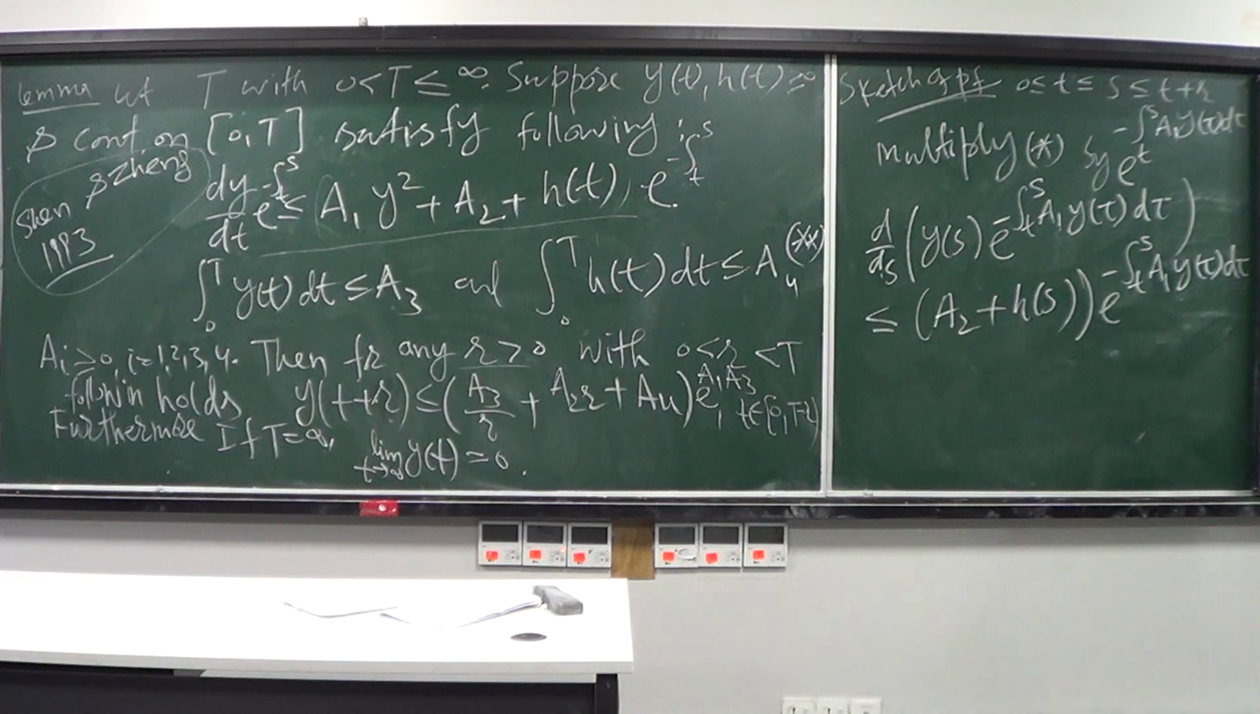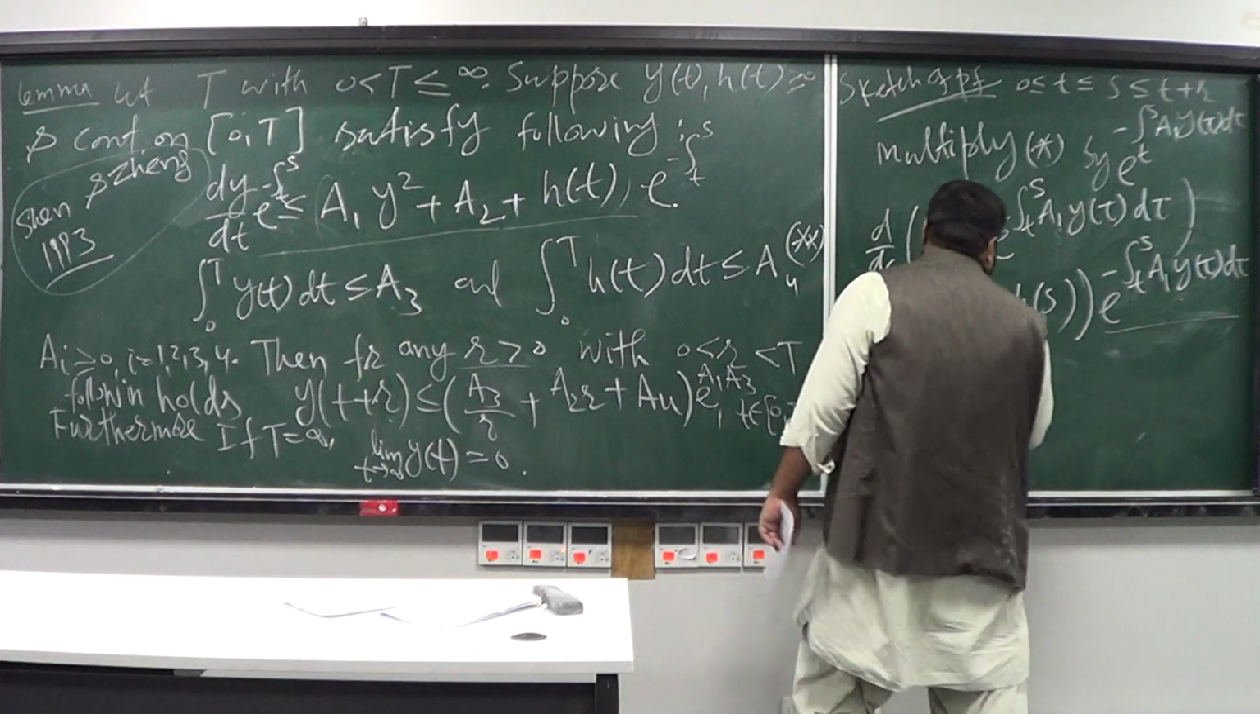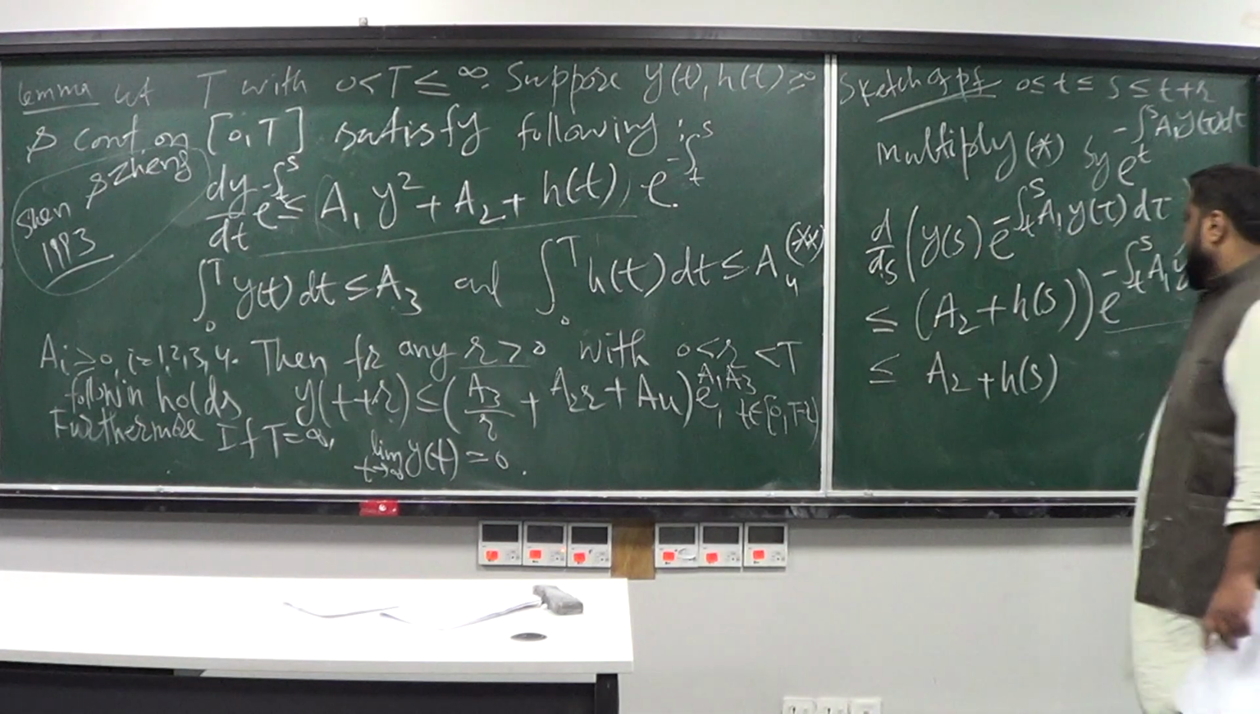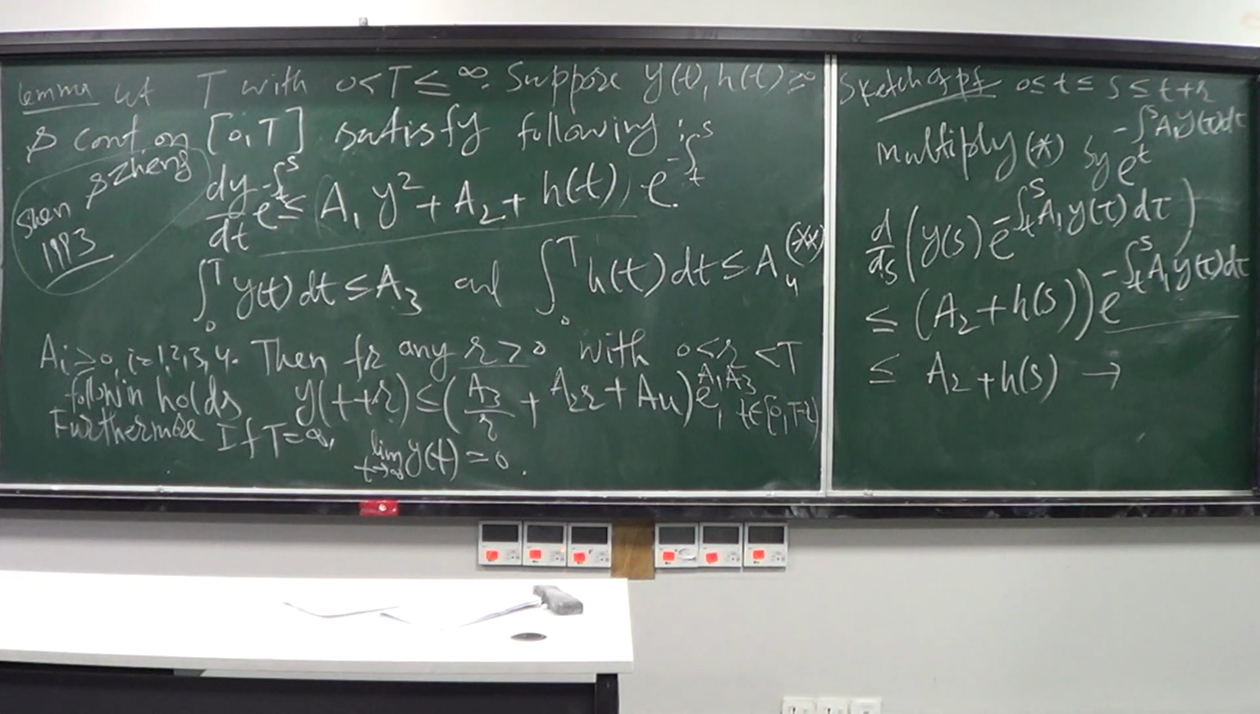And this factor is smaller than or equal to 1 because y is non-negative and a is non-negative. So this integral is non-negative, and hence the power of the entire term becomes negative or non-positive. So this is a term that is smaller than or equal to 1 actually. So I can estimate this by a2 plus h of s. Okay, so you're going to get this inequality.